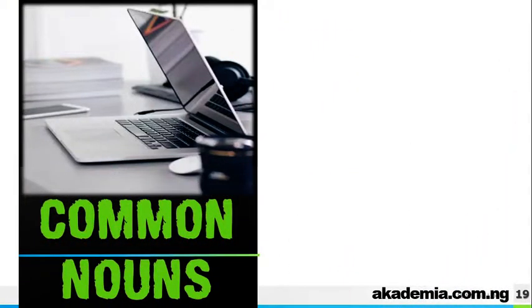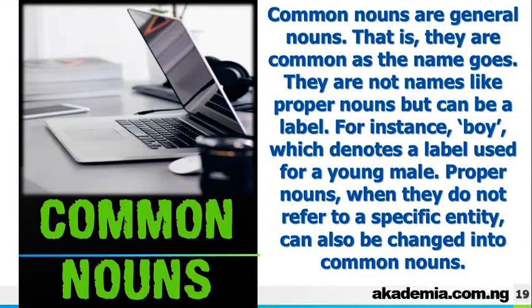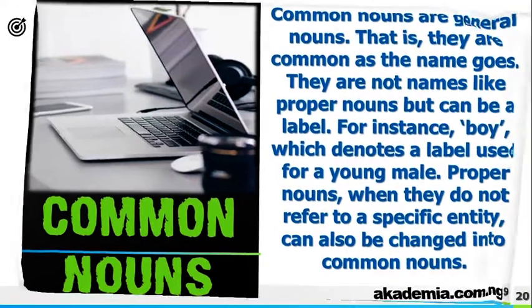Let's look at common nouns. Common nouns are general nouns. In other words, they are common as the name goes. They are not names like proper nouns, but they can be a label. For instance, boy. You know who a boy is? A young male. Boy is a common noun which denotes a label that is used for a young male. Proper nouns, when they do not refer to a specific entity, can also be changed into common nouns.